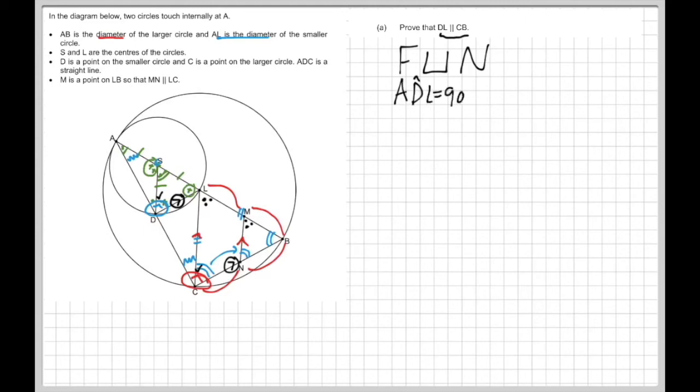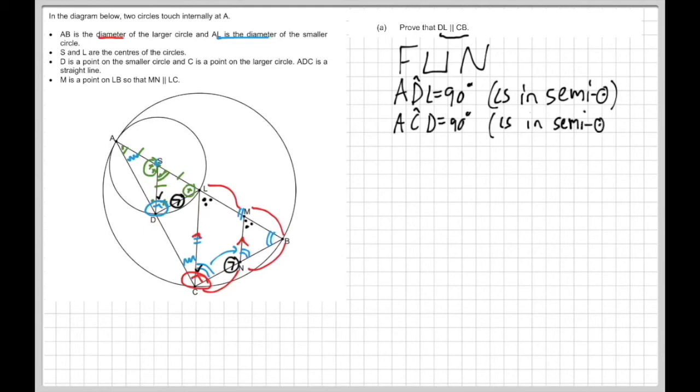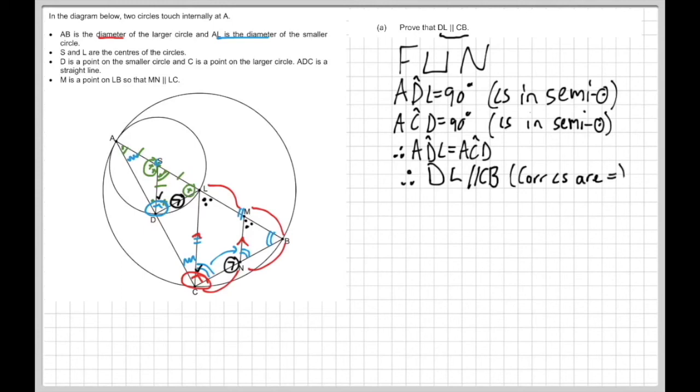Now I know that angle ADL is 90 degrees because of angles in a semicircle. And I know that ACD is 90 degrees for the same reason. And therefore, ADL is equal to ACD. And therefore, DL is parallel to CB because the corresponding angles are equal. Please make sure that your reasons are 100% correct. Okay?